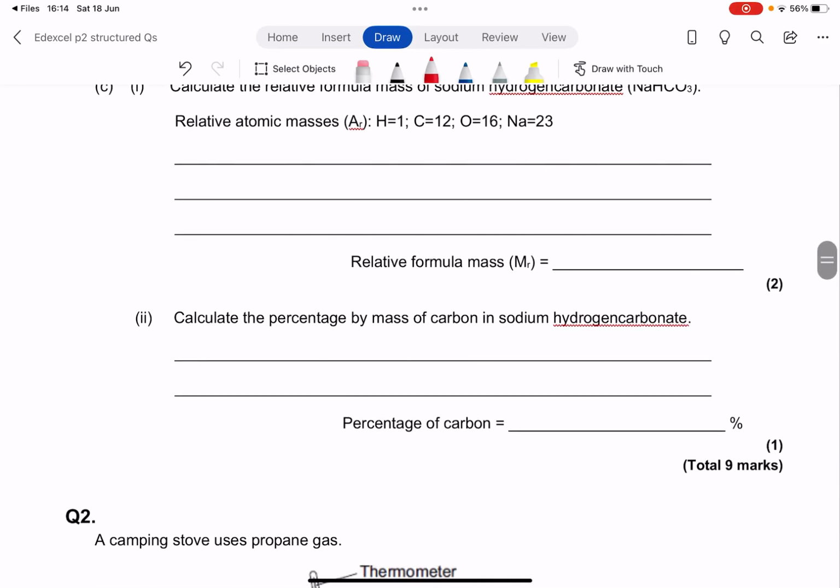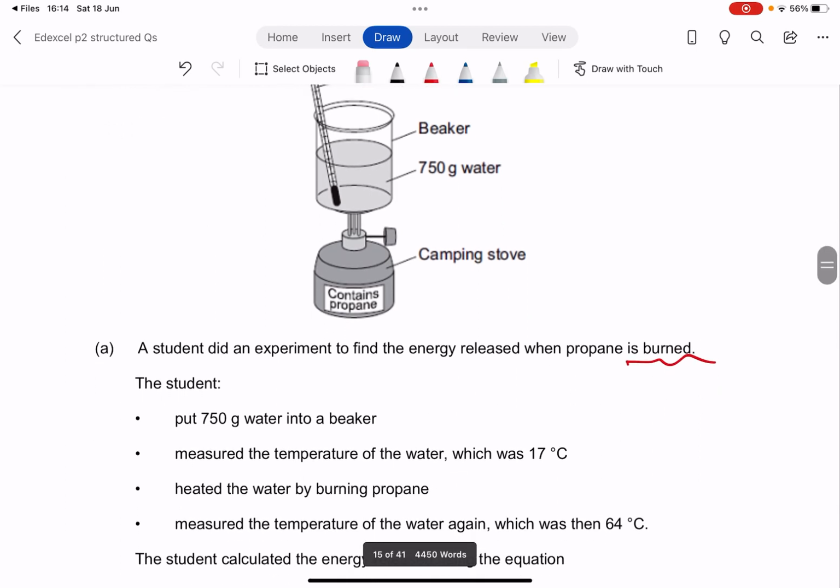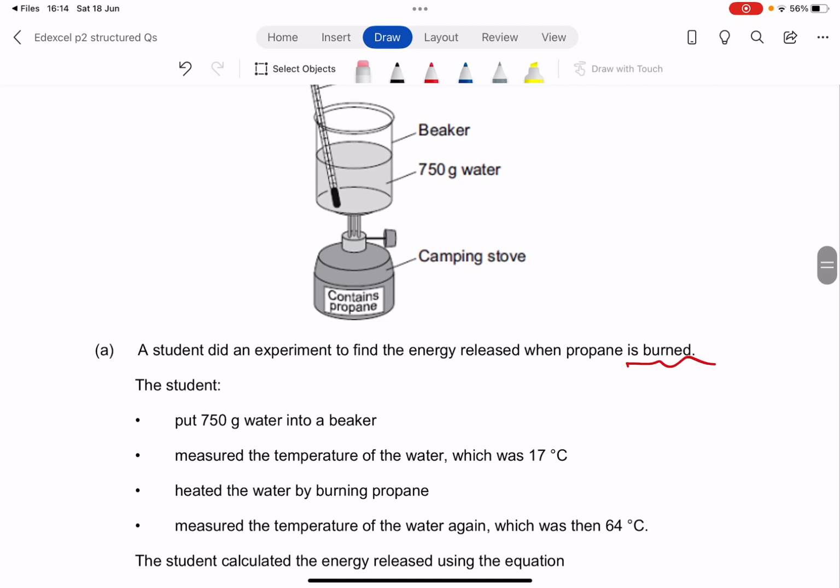Okay, I'm just going to look at this question for you. A student did an experiment to find the energy released when propane is burnt. Put 750 grams of water into the beaker. Measured the temperature of the water at the start, which is 17 degrees. Heated the water by burning propane. Measured the temperature, and the temperature has gone up. So it's an exothermic reaction.